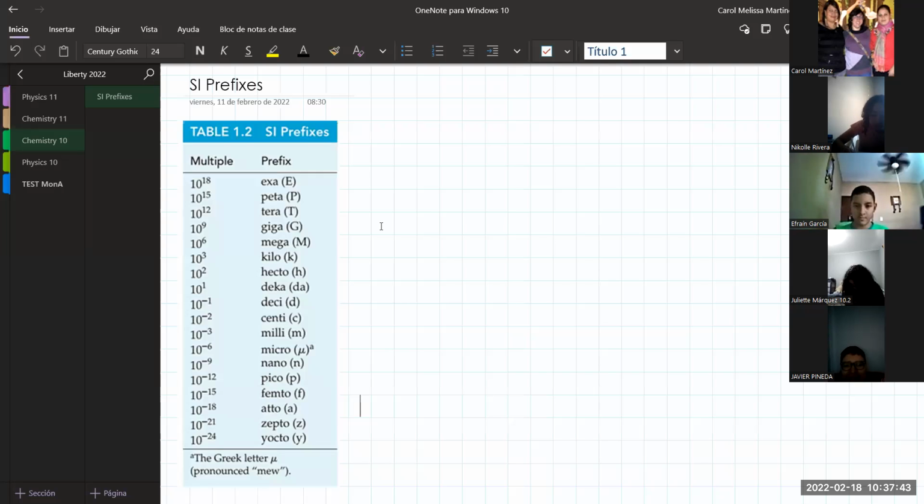Okay, so with the prefixes, remember what I told you yesterday. Each prefix is going to be represented by a letter. For example, the prefix giga is represented by the letter G. And since it is a big prefix, because it has a positive exponent, it means that it represents huge numbers.